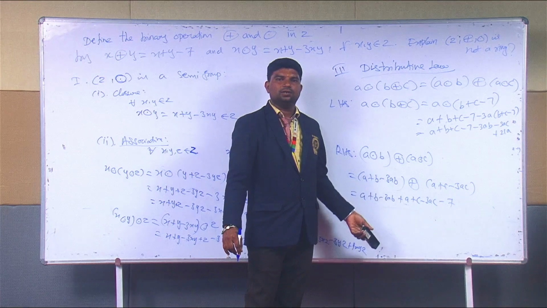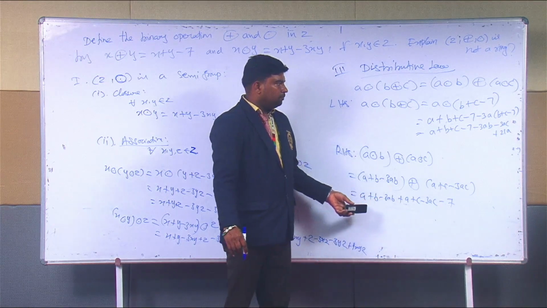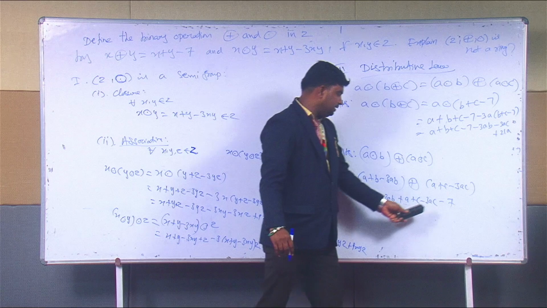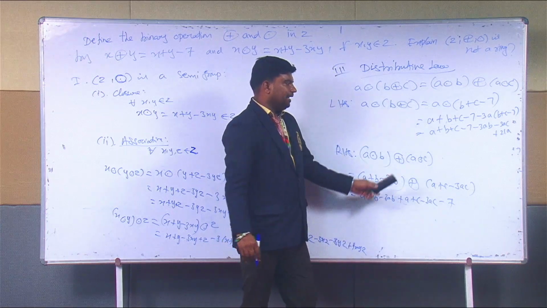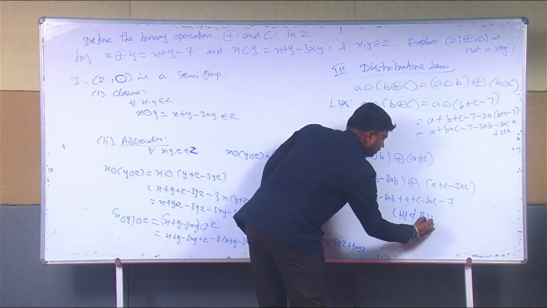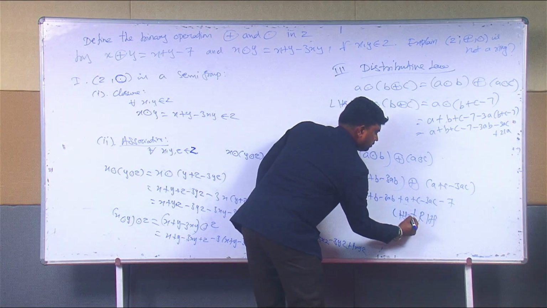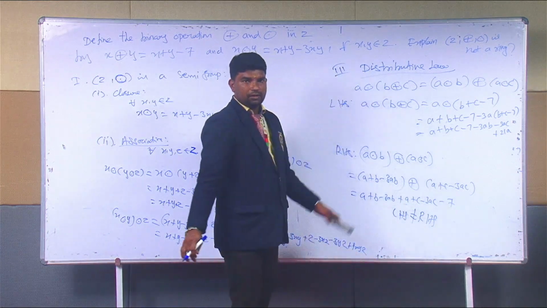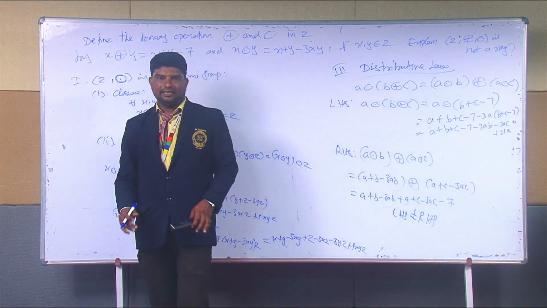Are LHS and RHS the same? No. Clearly 21A is not there. So LHS and RHS are not equal. Therefore the distributive law is not satisfied.